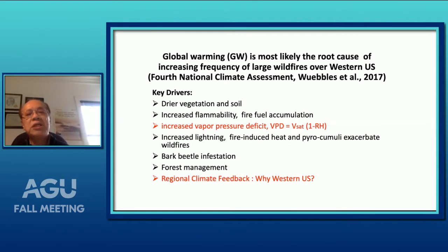So this is a list of the key drivers for the wildfire in the US: drier vegetation, increased flammability, increased vapor pressure deficit, something which we atmospheric scientists relate to the relative humidity change, increased lightning, wildfire heat and pyrocumulus exacerbating wildfire, and other factors including bark beetle infestation and forest management. I will be focusing on regional climate feedback, and specifically why the Western US region, okay?